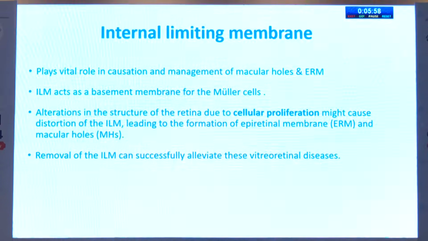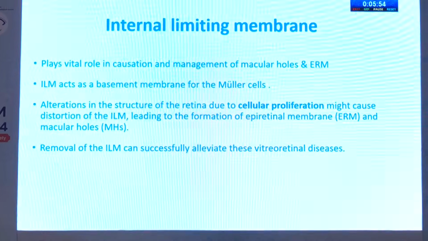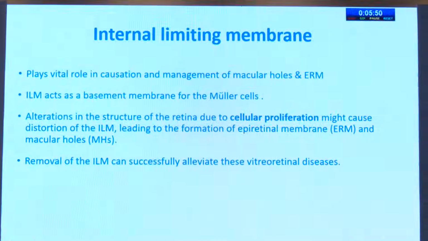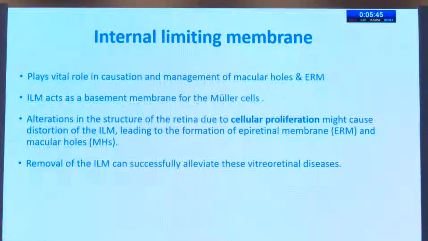So what about ILM? It plays a very important role in the management of the macular hole as well as the ERM. ILM acts as the basement membrane for the Muller cells. So any alteration in the cellular proliferation might cause distortion of the ILM, leading to the formation of the ERM as well as the macular hole.